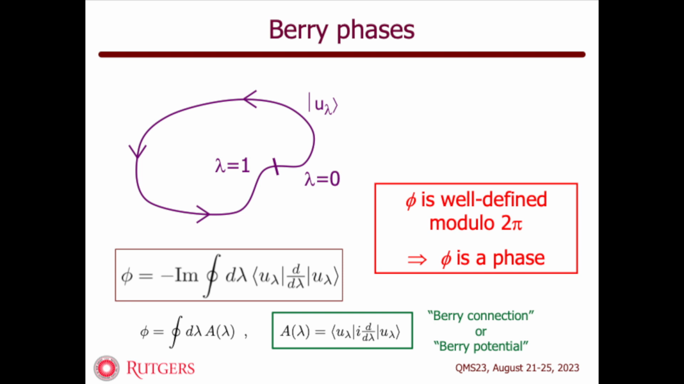The integrand here is known as the Berry connection, or the Berry potential, or sometimes the gauge potential. And so the Berry phase can be written as an integral of the Berry potential as I go around the loop. That's a notation which will be used from time to time going forward.